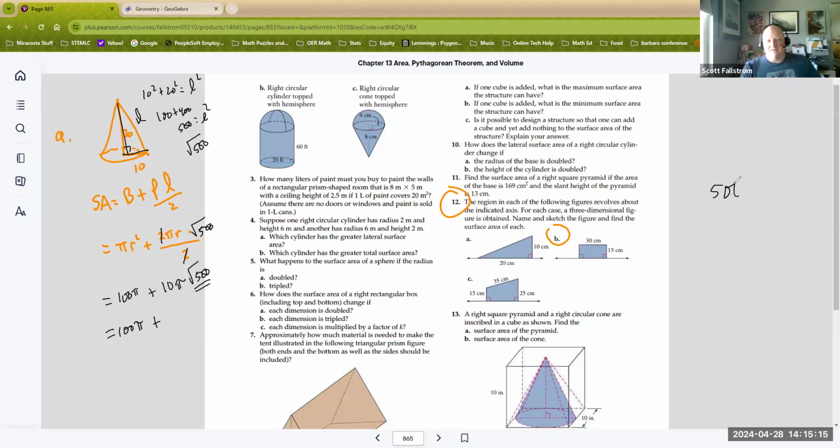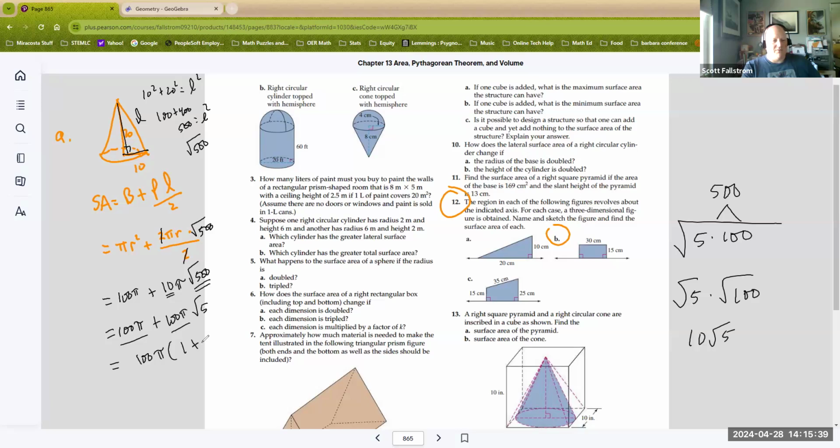Let's see, off to the right-hand side, 500 is 5 times 100. So if you take the square root of that whole thing, you get the square root of 5 times the square root of 100, and the square root of 100 is 10. So you can simplify that. And then the 10 comes out with the 10 I had in front to become 100 pi times the square root of 5. So the end result, if you were to factor out the 100 pi, would be 1 plus the square root of 5.